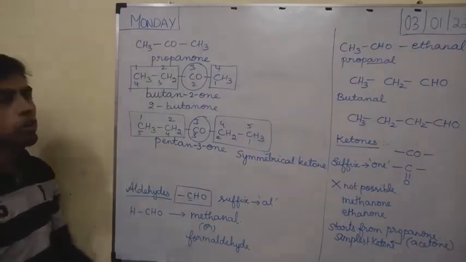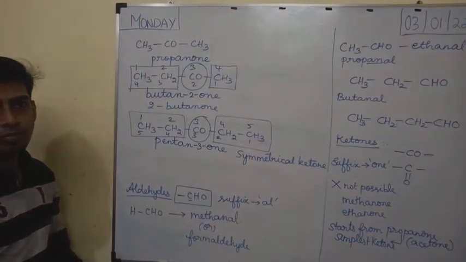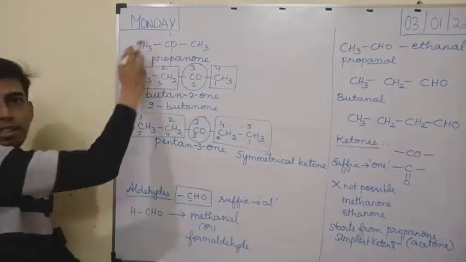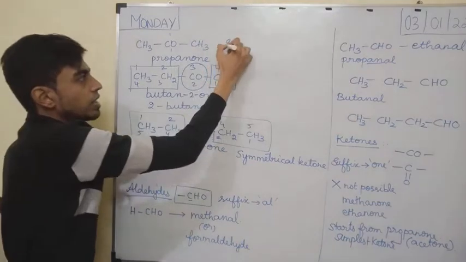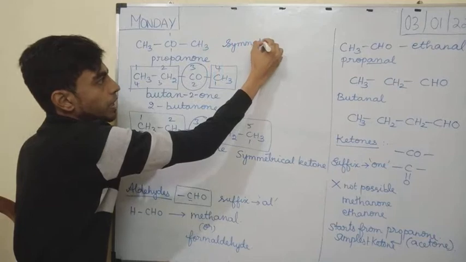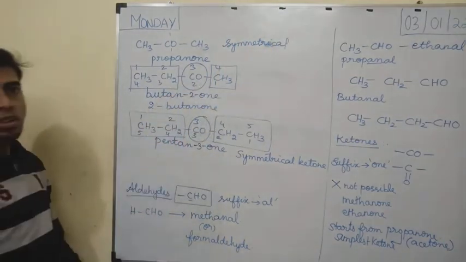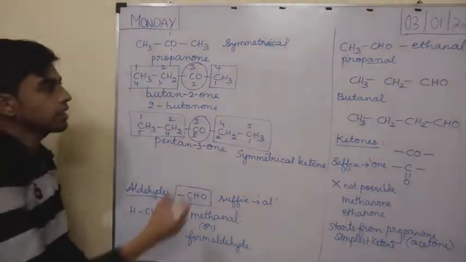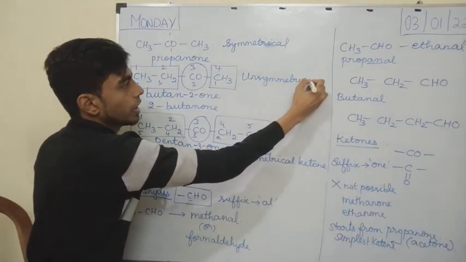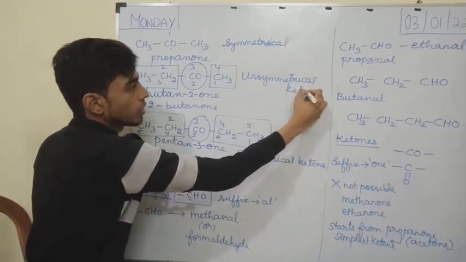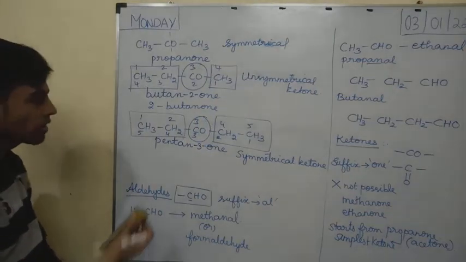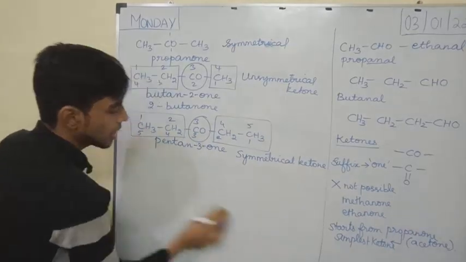Now tell me whether propanone is a symmetrical ketone. Yes, because if you place a mirror, it will look exactly opposite. So propanone is a symmetrical ketone. What about butanone? Butanone is not symmetrical, so it is an unsymmetrical ketone. So, understood ketone naming: alcohol, aldehyde, ketones, and the last naming is carboxylic acid.